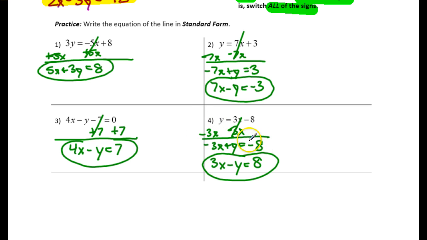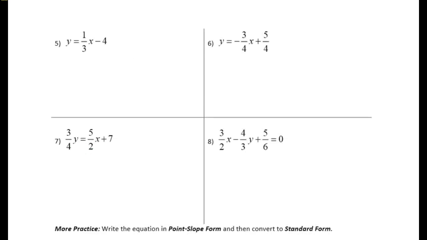Constant is now on the right side, so I didn't have to do step 3. But then my a is negative. I can't have a negative 3, so I divide everything by negative 1, which means just switch every sign. So this is now positive 3x, this becomes a negative y, and now it's a positive 8. Okay? Alright, so now let's look at some examples where we will encounter some fractions.